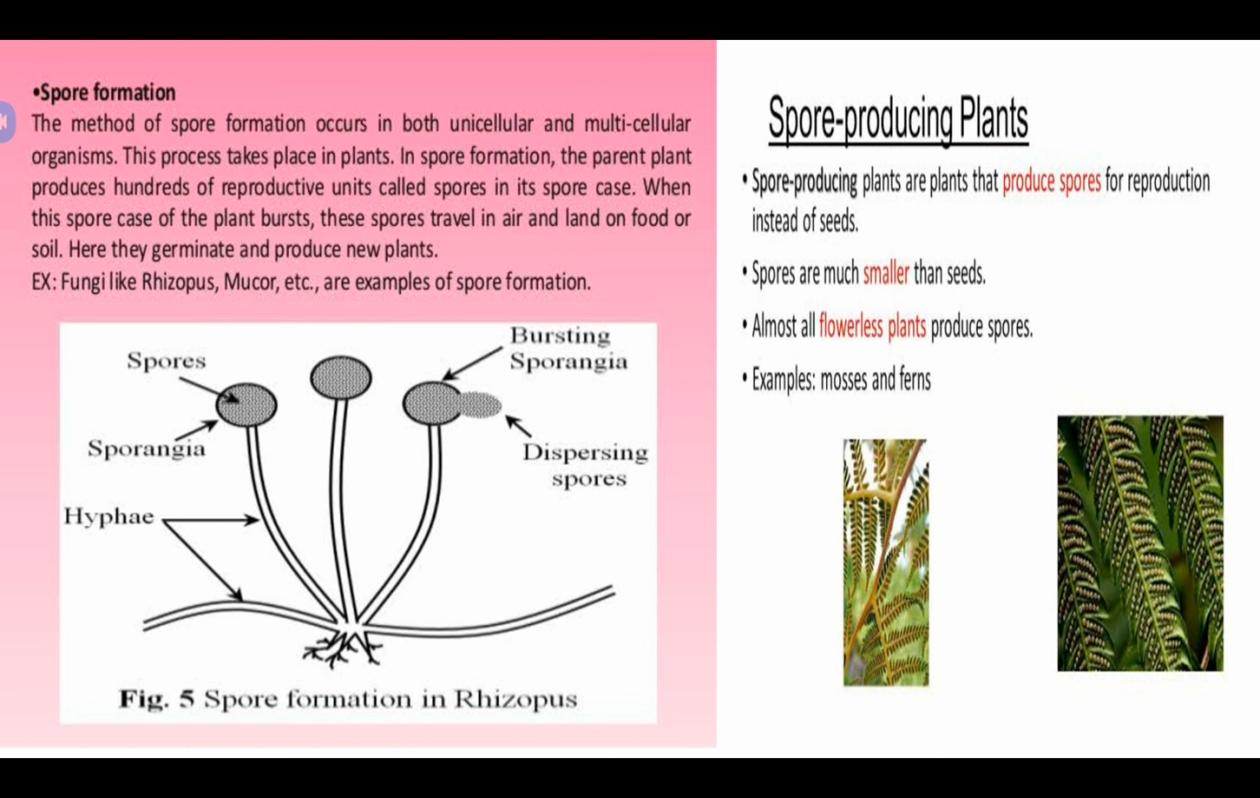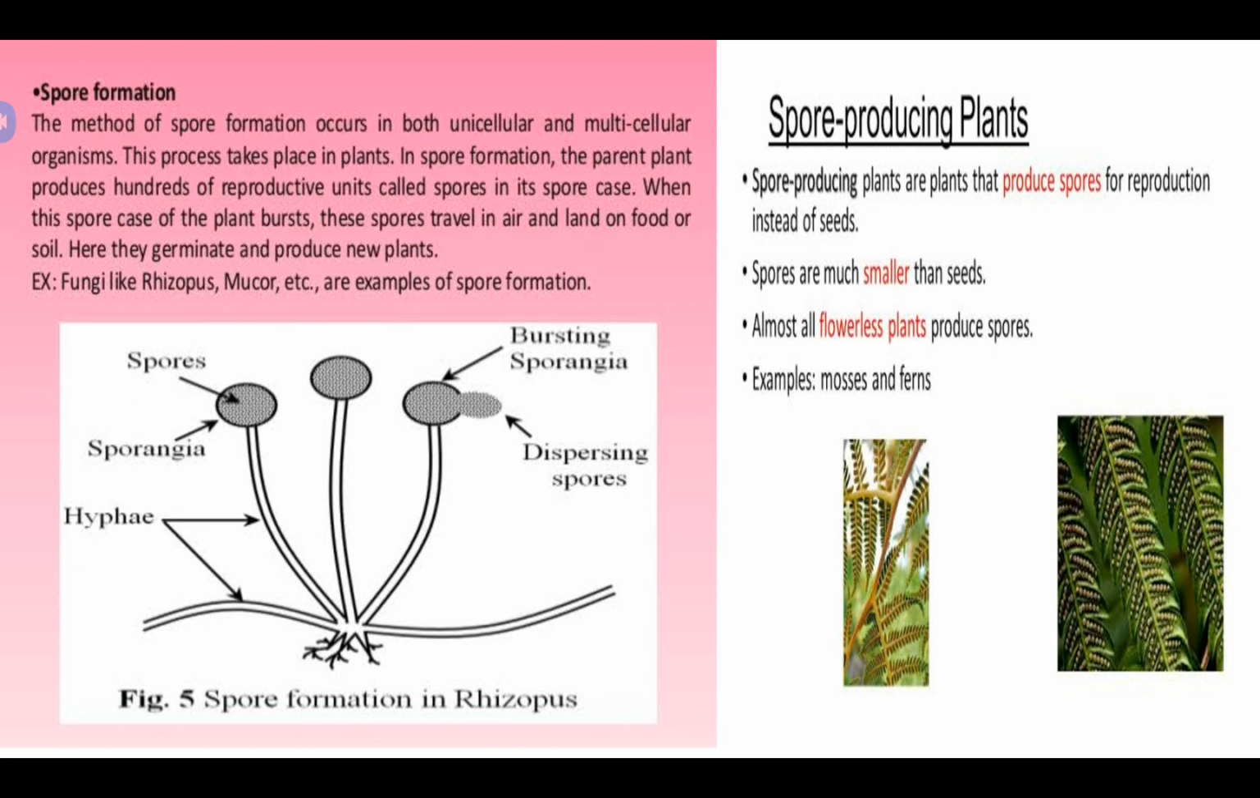So what are the examples for spore producing plants? Ferns and mosses. Where do the fungi mainly survive? They can survive in low temperature and high humidity. When they get low temperature and high humidity, these spores come out and germinate and develop into new individuals. So what are the asexual reproduction processes? Budding, fragmentation, spore formation.